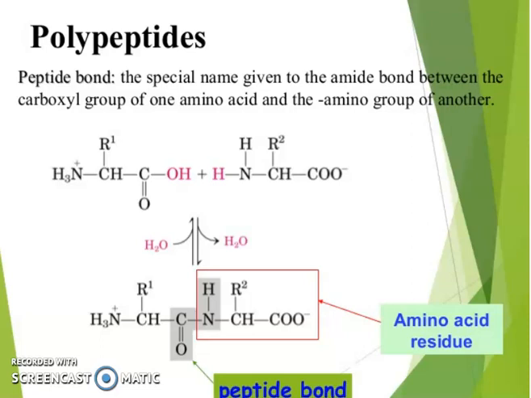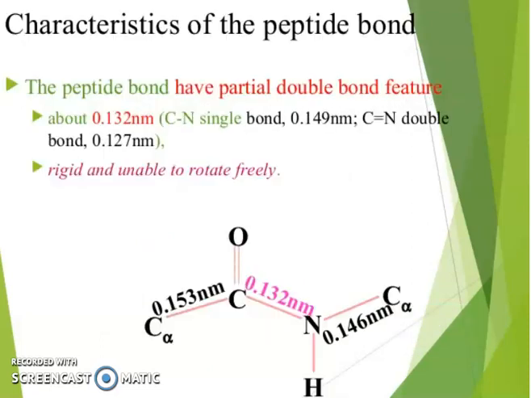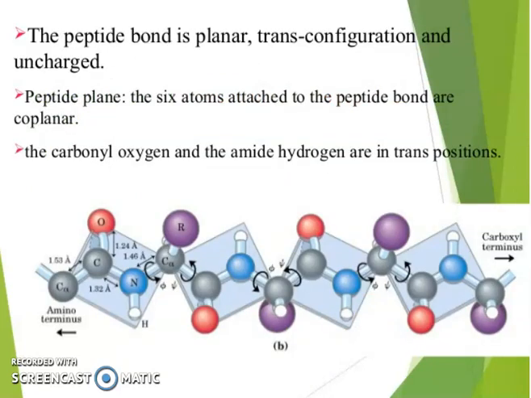Now, friends, peptides. What are peptides? A peptide bond is the special name given to the amide bond between the carboxyl group of one amino acid and the amino group of another. Characteristics of the peptide bond: it has a partial double bond feature, so you can see it is rigid and unable to rotate freely. The peptide bond is planar, in trans configuration, and uncharged. In the peptide plane, the six atoms attached to the peptide bond are coplanar. The carbonyl oxygen and the amide hydrogen are in trans position.